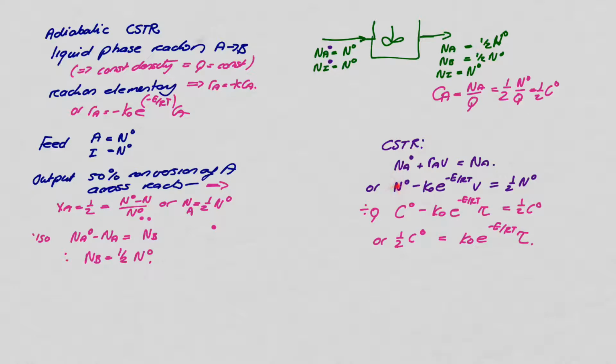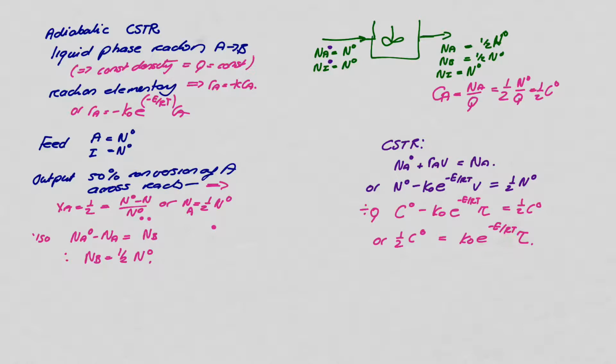I can divide this equation by the volumetric flow rate. N naught divided by Q is C naught. There's my rate equation with the temperature dependence in, and N naught divided by Q is then C naught again. Combining the two C naught terms, I get a half C naught, and taking that to the other side is k naught e to the minus E over RT, times tau. Now what is interesting is if I'm given a value for C naught, k naught, all the system constants, I could work out the residence time of the reactor if I knew the temperature.